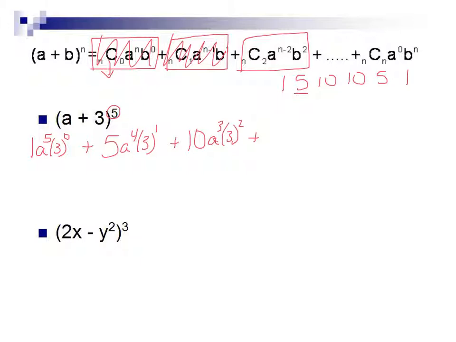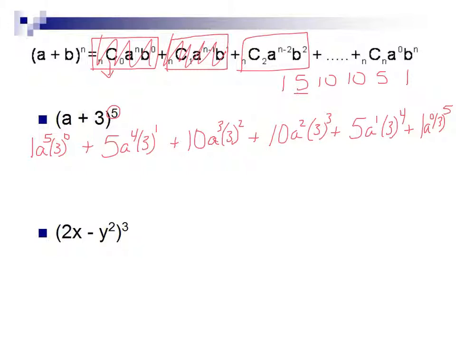Plus, another 10. A to the 2nd, 3 to the 3rd, plus 5. A to the 1st, 3 to the 4th. Last one, 1, a is going to be to the 0, and the b, or in this case the 3, is going to be to the 5th. And we've got it. We're done.